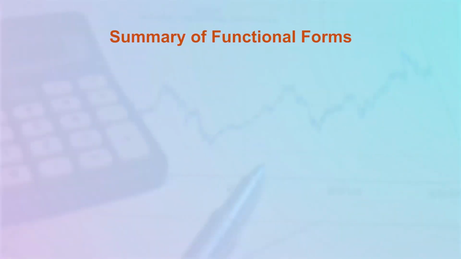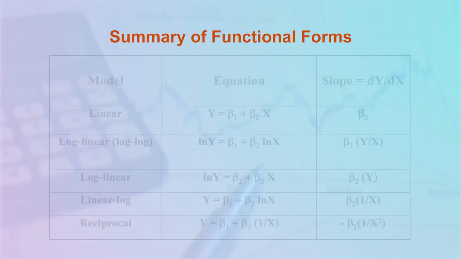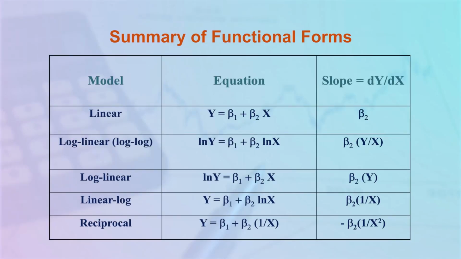This boils down to the summary of the functional forms that are being discussed in this particular module. First of all, we have a linear form, which is usually done as y regressed on x, and beta 2 is basically considered as the slope coefficient. Secondly, we have a log-log form, which means that the variables y and x both are taken in log values. And accordingly, we go for the elasticity coefficient beta 2.